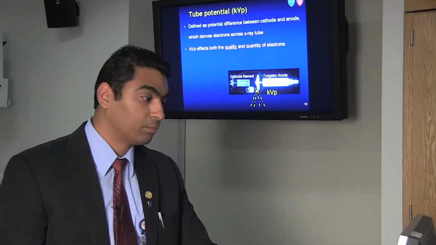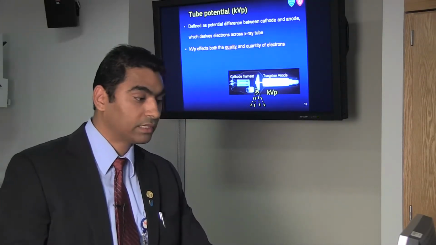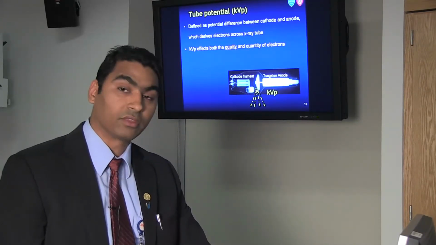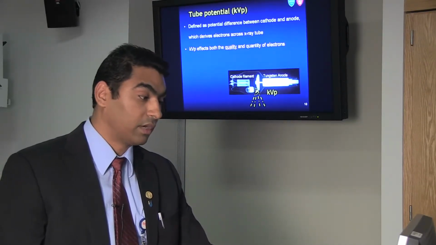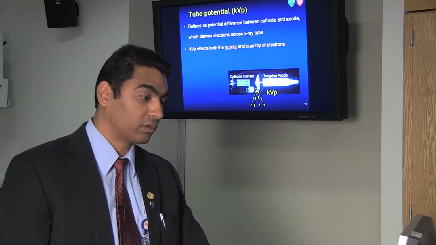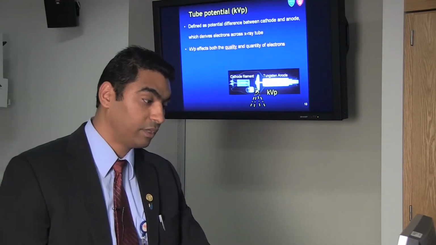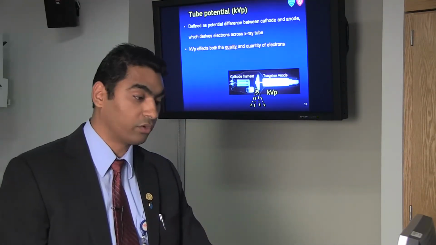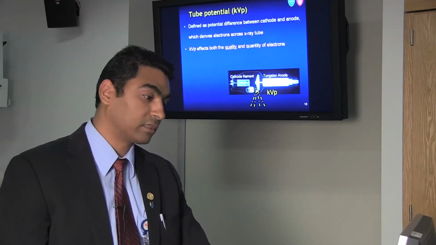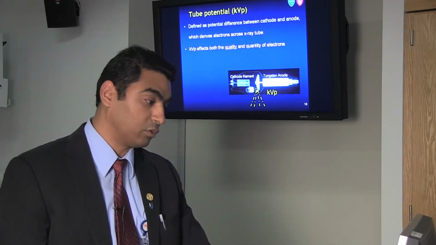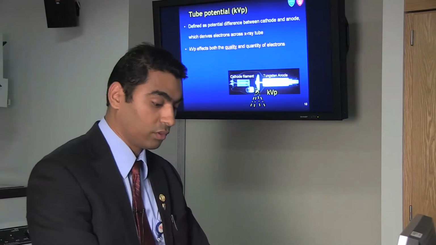Now let's look at the tube potential. Tube potential is defined as the potential difference between cathode and anode, which drives the electron across the X-ray tube, and kVp affects both quality and quantity. We saw that mA affects the quantity of electrons, whereas the tube potential affects both quality and quantity.